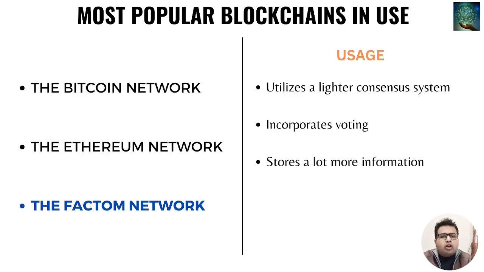And also it incorporates voting. So if you want to set up a decentralized voting architecture, you can go for the Factom blockchain. And you can store a lot more information because the network is small. Participants will get more opportunity to store their data, so you can store a lot more information as compared to Bitcoin and Ethereum, because Bitcoin and Ethereum are spread globally and used by people all across the globe.